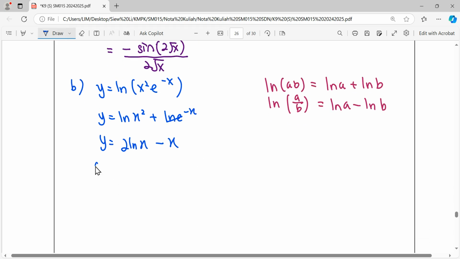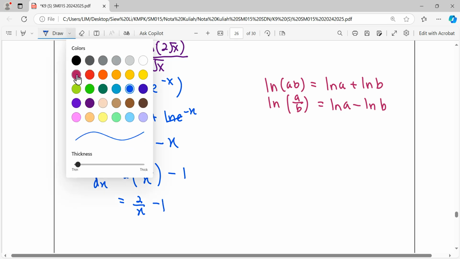To differentiate this, we differentiate y with respect to x because y is in terms of x. So the coefficient just maintains. For the ln function, we take f of x as the denominator and differentiate it as the numerator. So differentiate x, we get 1. And differentiate x here again, we get 1. So simplified, it will be 2 over x minus 1.